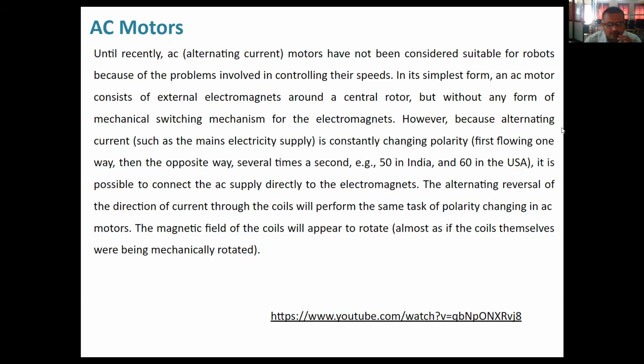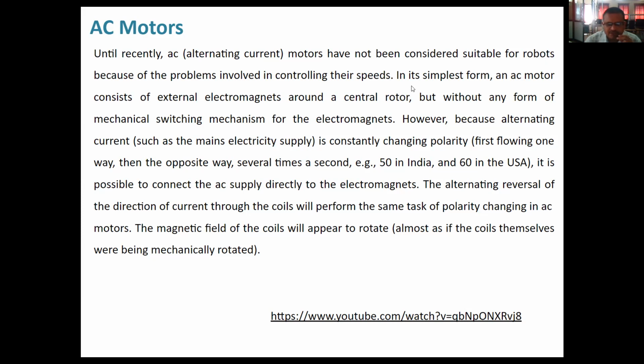Now, the last part of the motor is AC motors. AC motors means alternating current motors. Until recently, AC alternating current motors have not been considered suitable for robots because of the problems involved in controlling their speeds.